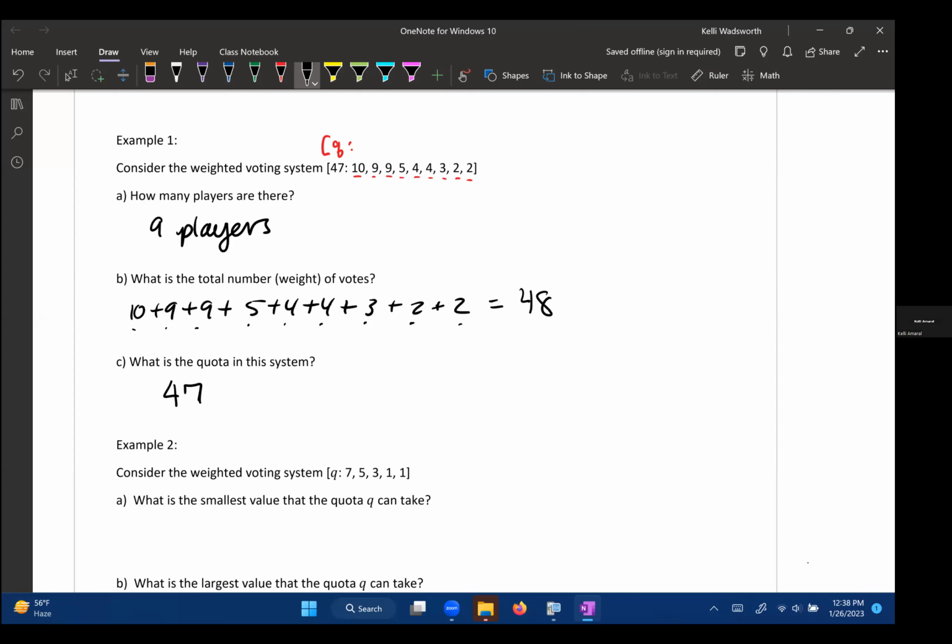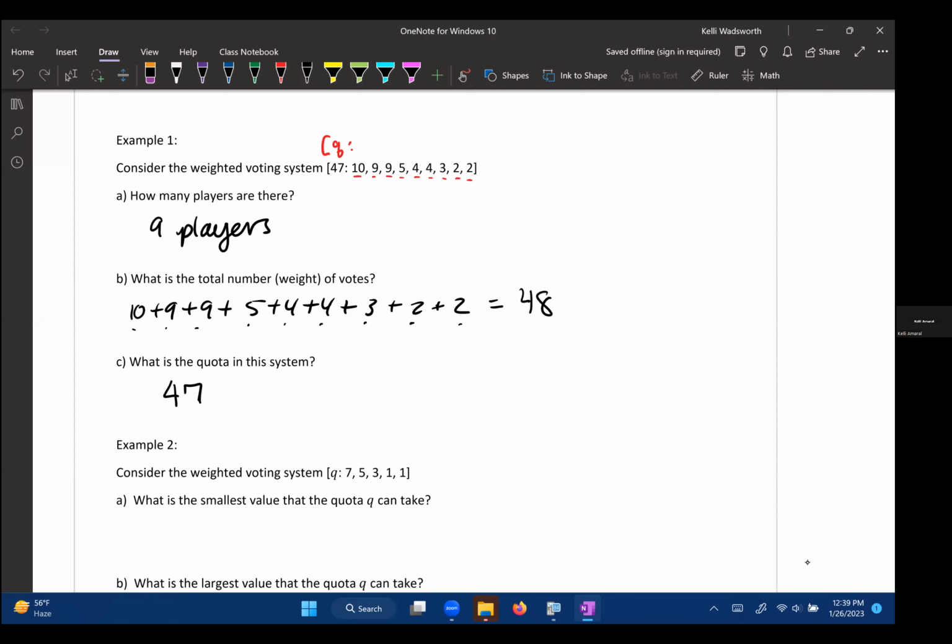Okay, so there we go. In this weighted voting system, the quota is 47, there are 9 players, and there's a total of 48 votes. So it's interesting that in this particular system, they're requiring almost unanimity, like 47 out of 48, not quite all, but almost. Almost everybody has to say yes in order for this to happen.